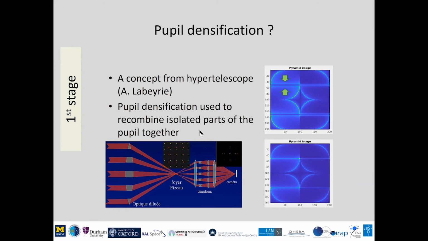As it's a workshop, I'm just throwing out an idea of something we didn't explore, I think, as a petalometer, which is to use pupil densification. This is a concept coming from the hypertelescope of Antoine Labeyrie. He was using different parts of the pupil and optically recombining them side by side before making a high resolution image in a focal plane. Without going to the focal plane, we could use that to shift parts of the pupil optically before entering into the pyramid, and then form a pyramid image while removing all the shadow parts coming from the spider.